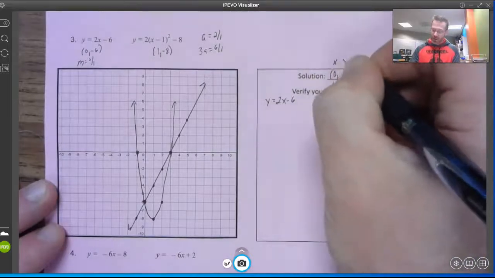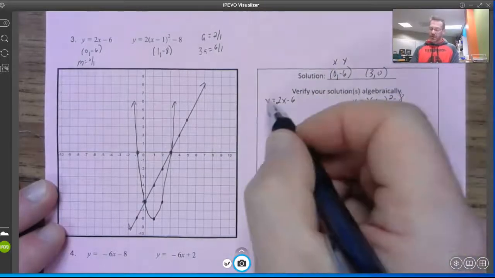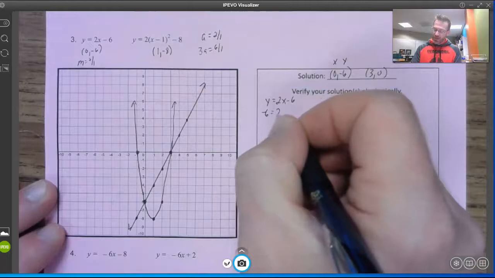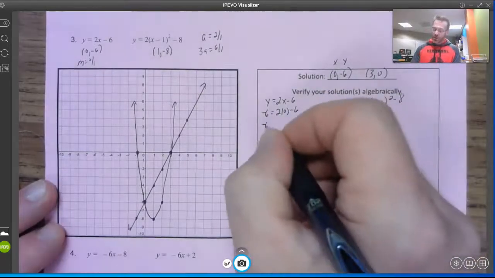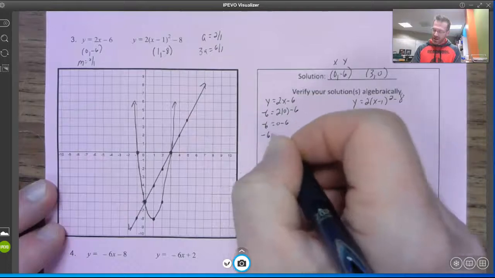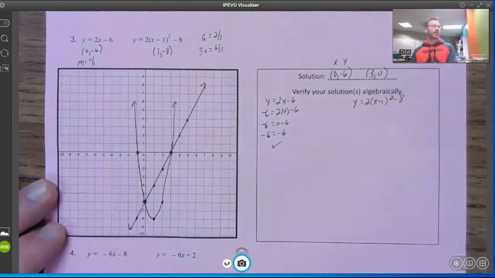Remember, this is your x, this is your y. So if I take negative 6 and plug it in for y right there, and then 0 for x, I get that. 2 times 0 is 0. 0 minus 6 is negative 6. So it verified on the first one.